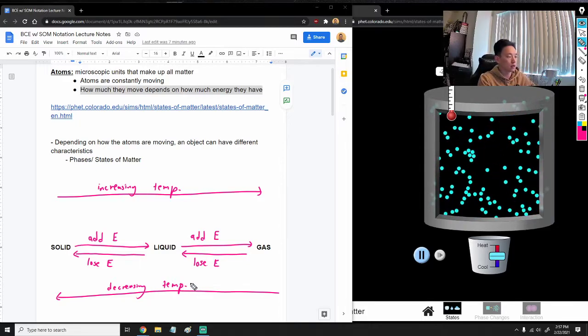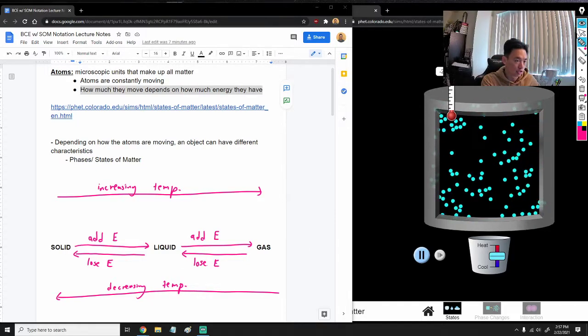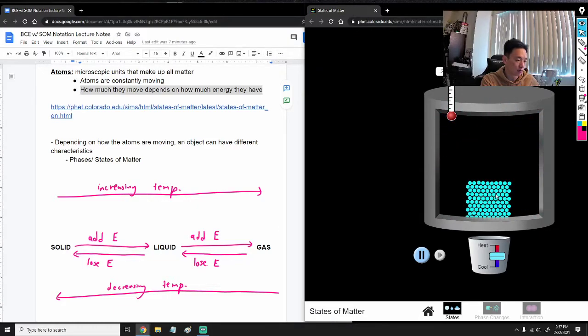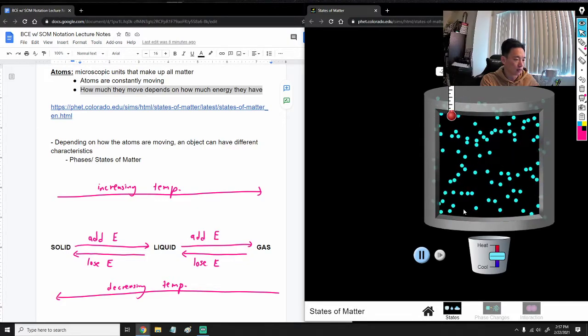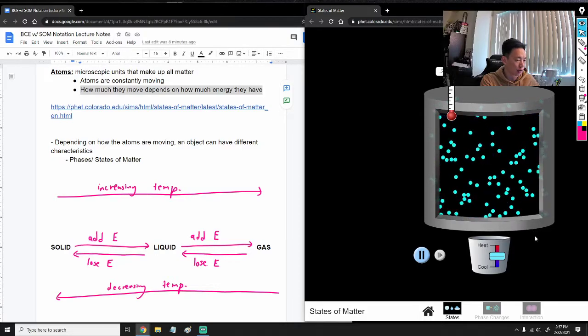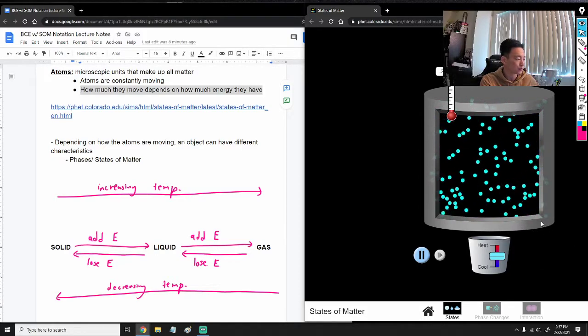All right? And so just a last visualization of how the atoms move in each state of matter. Solid, they're moving, but they're able to keep their shape. Liquid, they can't keep their shape, but they're still moving and they're still pretty close together. But in a gas, the atoms are not able to keep their shape, and they're just moving around. They're not really stuck to each other.